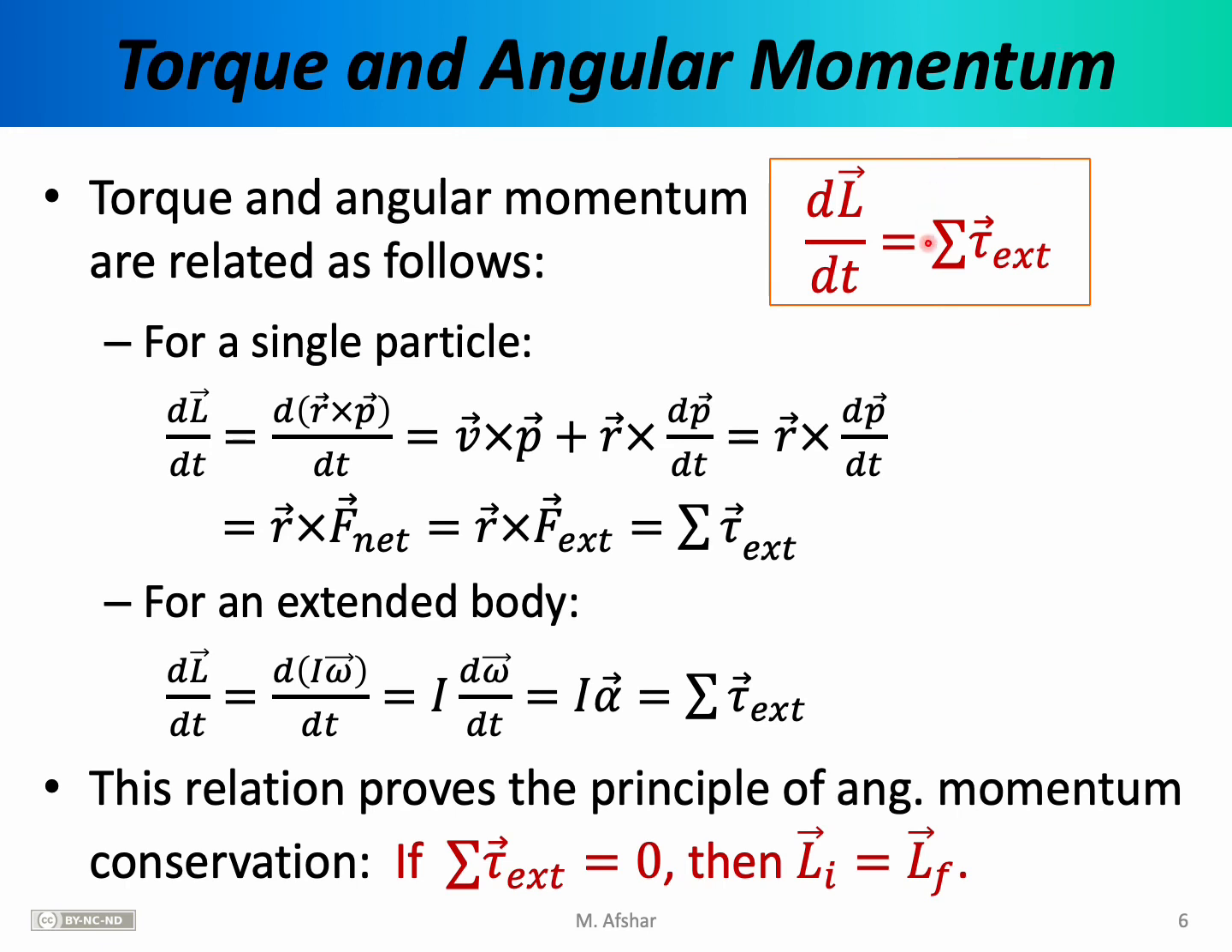If the right side of this equation is equal to 0, that's tantamount to saying absence of external interactions, then dL/dt is going to be equal to 0, which means L is not changing, which means L initial is equal to L final. So the principle of angular momentum conservation can be derived from this important relationship here.